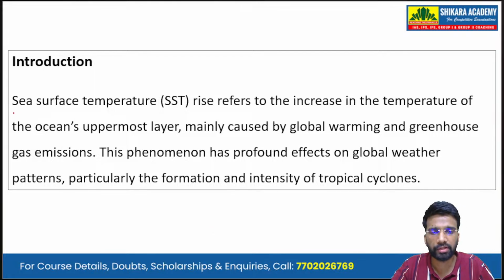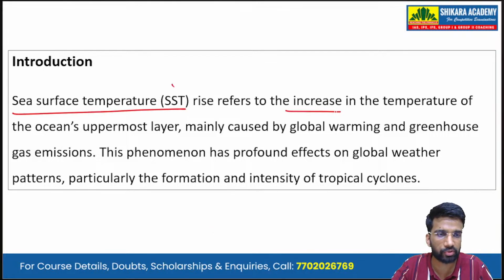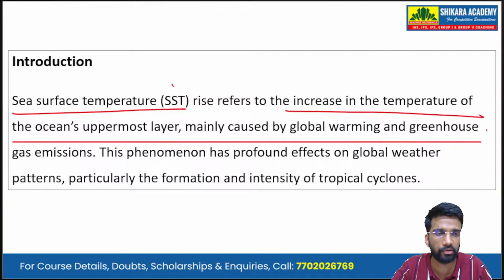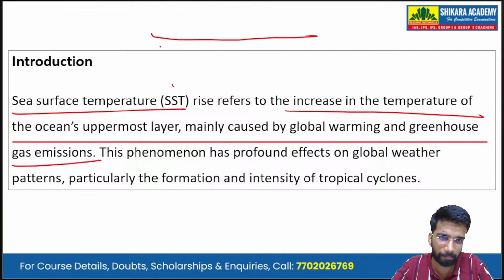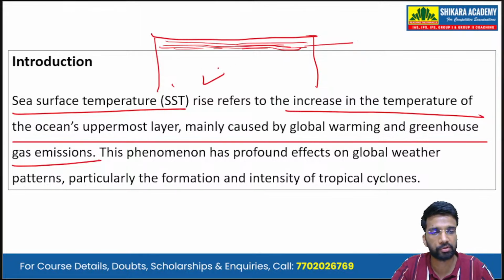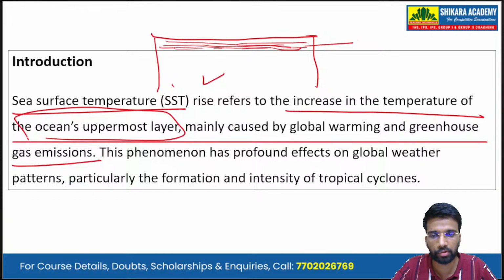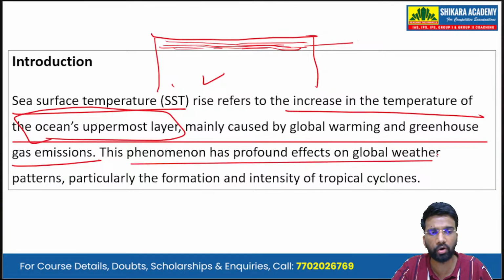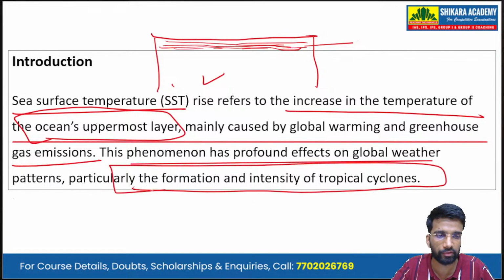Now, writing the introduction. The sea surface temperature rise refers to the rise in the surface temperature of the ocean's uppermost layer, mainly caused by global warming and greenhouse gas emissions. So, the uppermost layer, if this is the entire ocean, the uppermost layer, that is the topmost layer. This phenomenon has a profound effect on global weather patterns, particularly the formation and intensity of tropical cyclones.